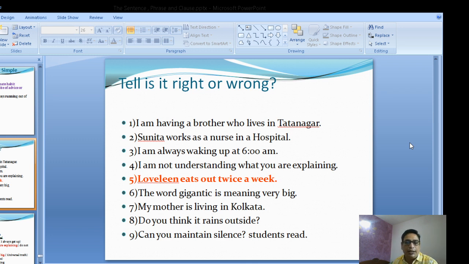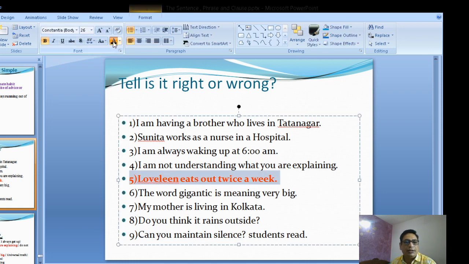You are right if you're telling that it's a correct sentence, because again, it's a habit. Loveleen eats out twice a week. So we do not say Loveleen is eating out twice a week, because twice a week is a regular habit. So we have to use the form eats instead of eating. So Loveleen eats out twice a week, present simple tense. Good enough. Let's check the 6th one out.